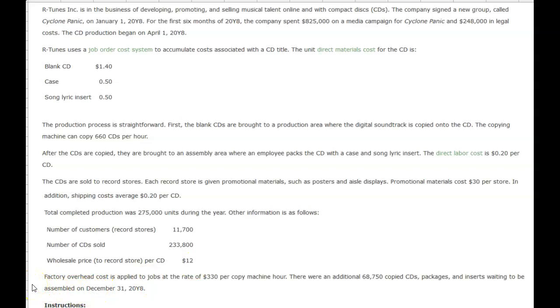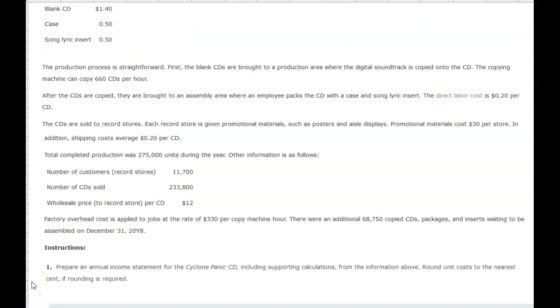Now, the next paragraph lets us know that factory overhead cost is applied to jobs at the rate of $330 per copy machine hour. And there were additional 68,750 copied CDs, packages, and inserts waiting to be assembled as of the end of the year 2008. All right, so what are we asked to do? We're asked to prepare an annual income statement for the Cyclone Panic CD, including supporting calculations. We are supposed to round the unit cost to the nearest cent if rounding is required.